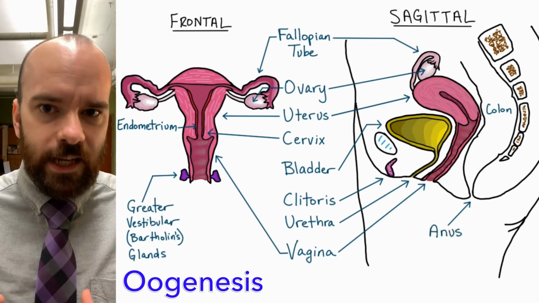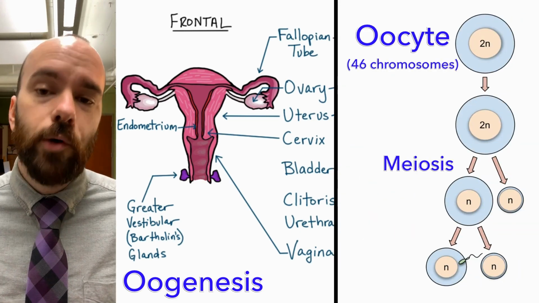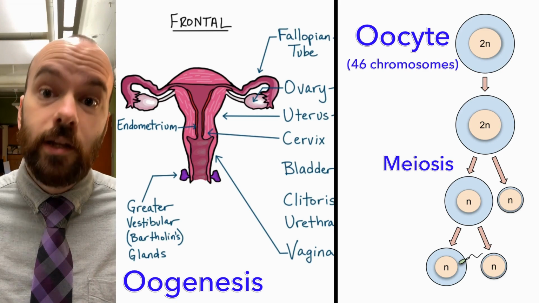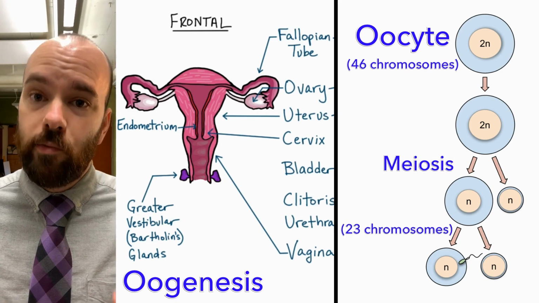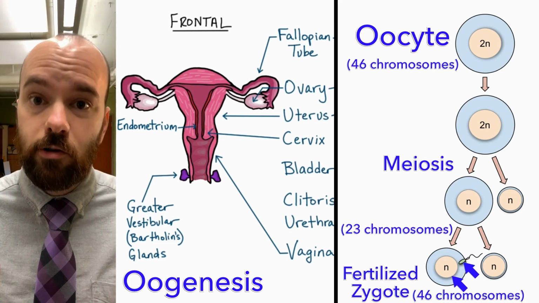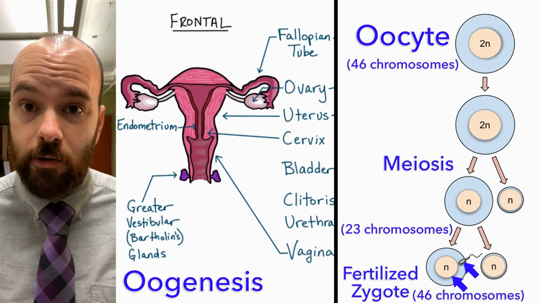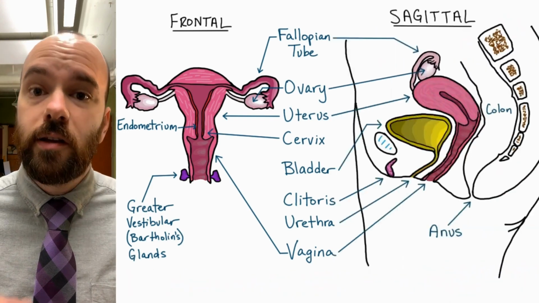These sort of pre-egg cells that we call oocytes undergo the process of meiosis, where they're reduced from the 46 chromosomes down to 23 chromosomes. Then during fertilization, 23 chromosomes will come from the egg, 23 from the sperm, to create a new set of 46 chromosomes, or 23 pairs of chromosomes for that zygote. That process of releasing an egg from the ovary is called ovulation.